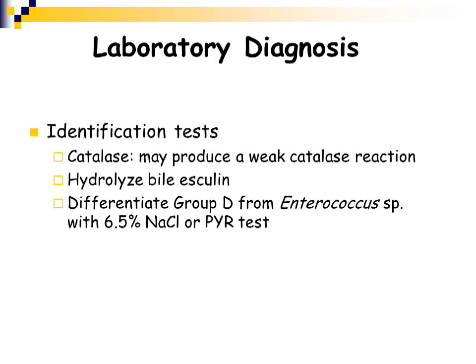The group Ds will hydrolyze bile esculin, and the way to differentiate the group D Streptococcus from the Enterococcus species is using a 6.5% NaCl agar slant, or a PYR test.